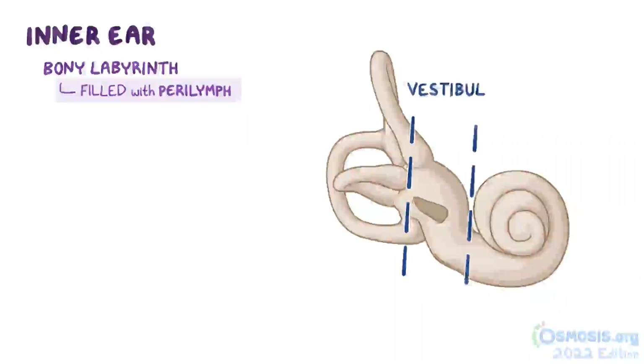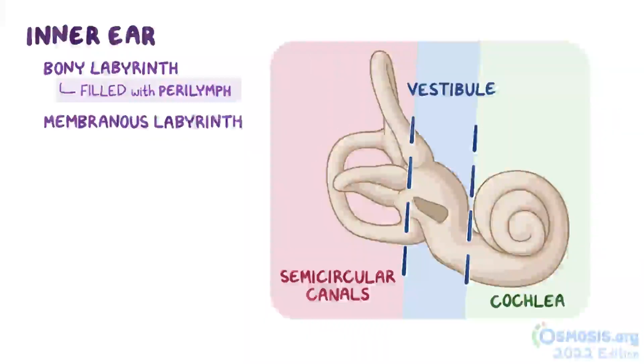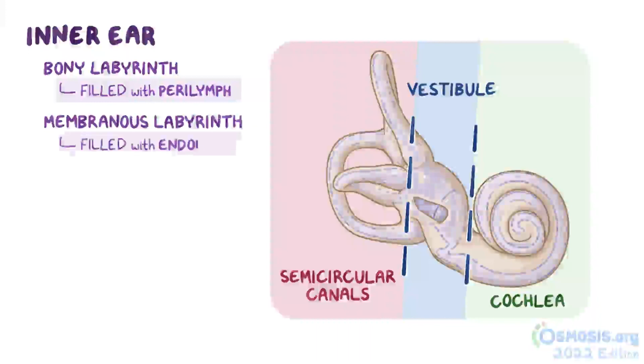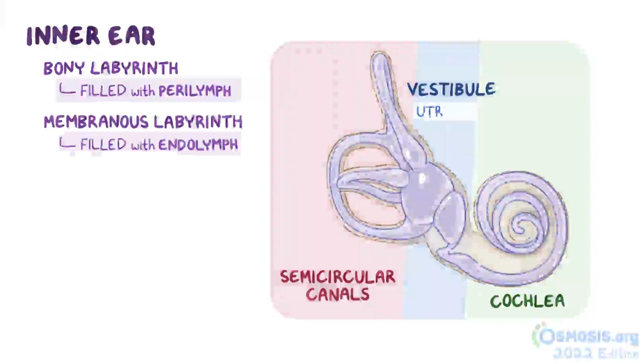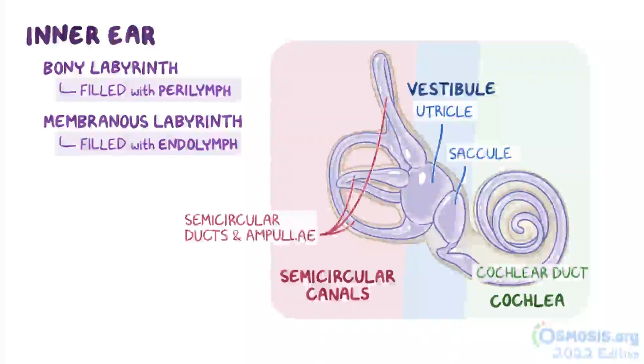The bony labyrinth within the otic capsule is filled with perilymph and is made of a series of cavities, which are the vestibule, the semicircular canals, and the cochlea. Suspended within the bony labyrinth, there's the membranous labyrinth, which is basically a series of sacs and ducts filled with endolymph. The membranous labyrinth is organized into the utricle and saccule within the vestibule, the 3 semicircular ducts and their membranous ampullae, and the cochlear duct within the cochlea.